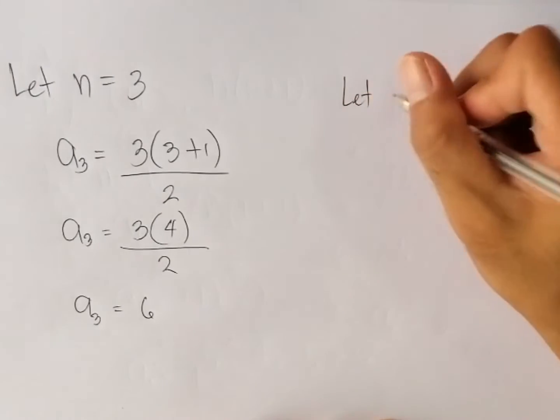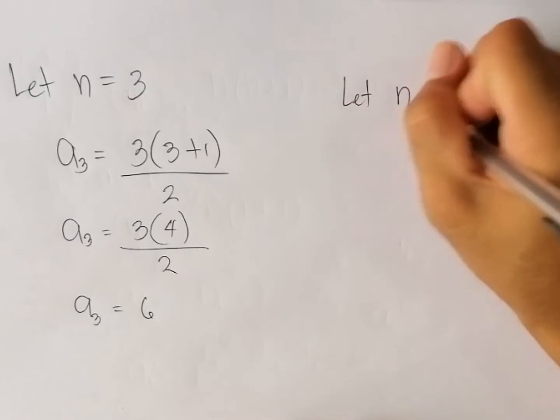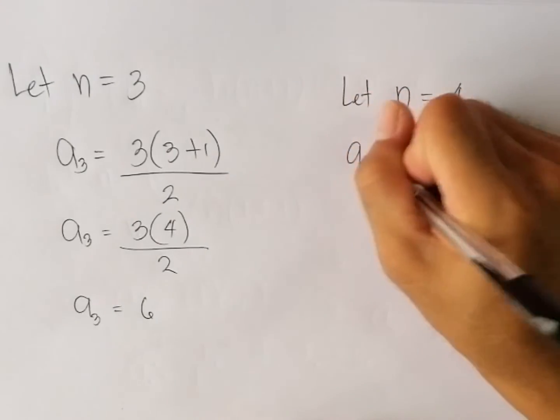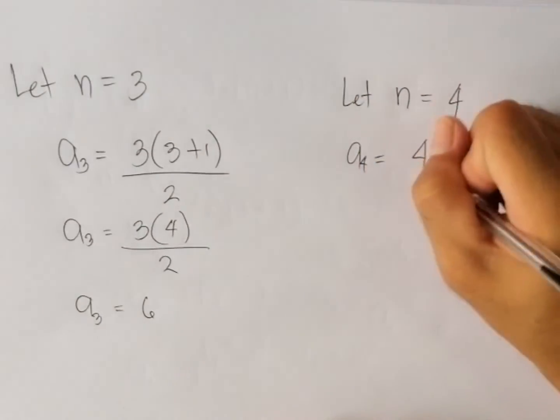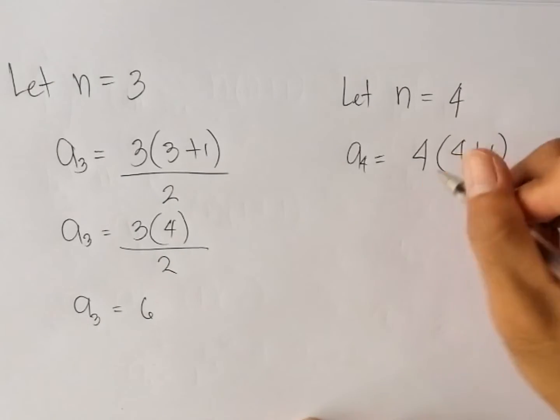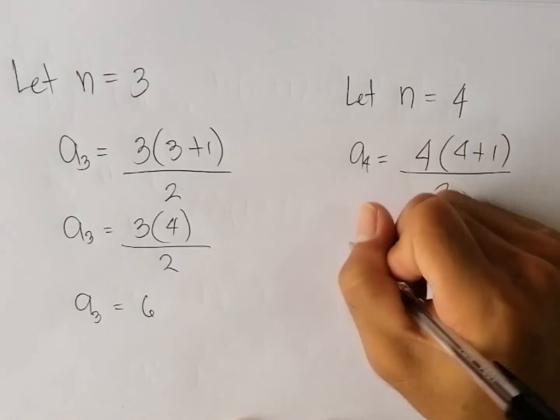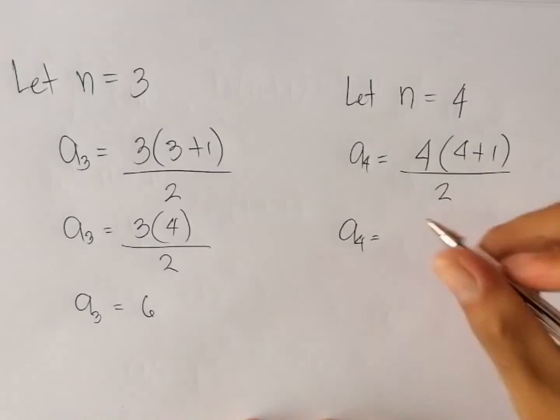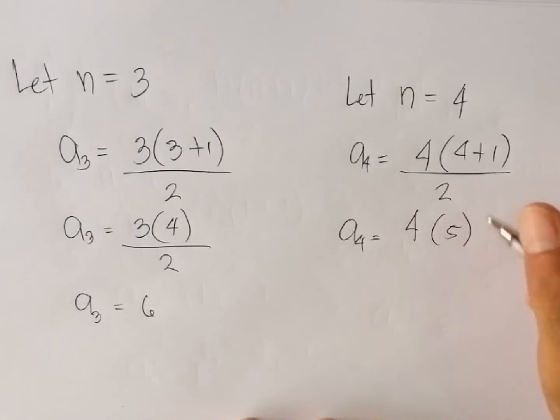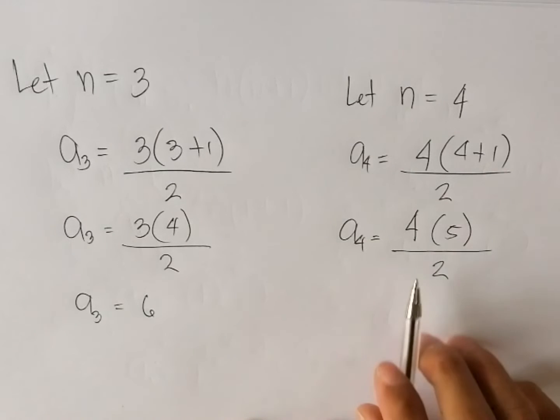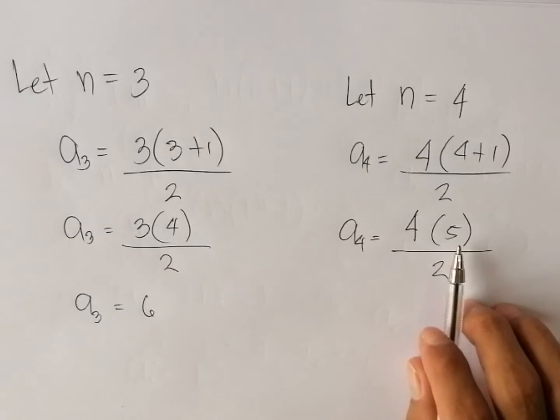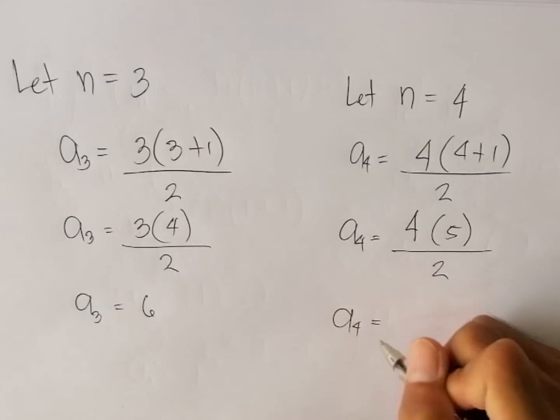Last, we have let n is equal to 4. So a sub 4 is equal to 4 times 4 plus 1 all over 2. So we have a sub 4 is equal to 4 times 4 plus 1, that is equal to 5 all over 2. Then 4 divided by 2, that is equal to 2, times 5, that is equal to 10. We have a sub 4 is equal to 10.